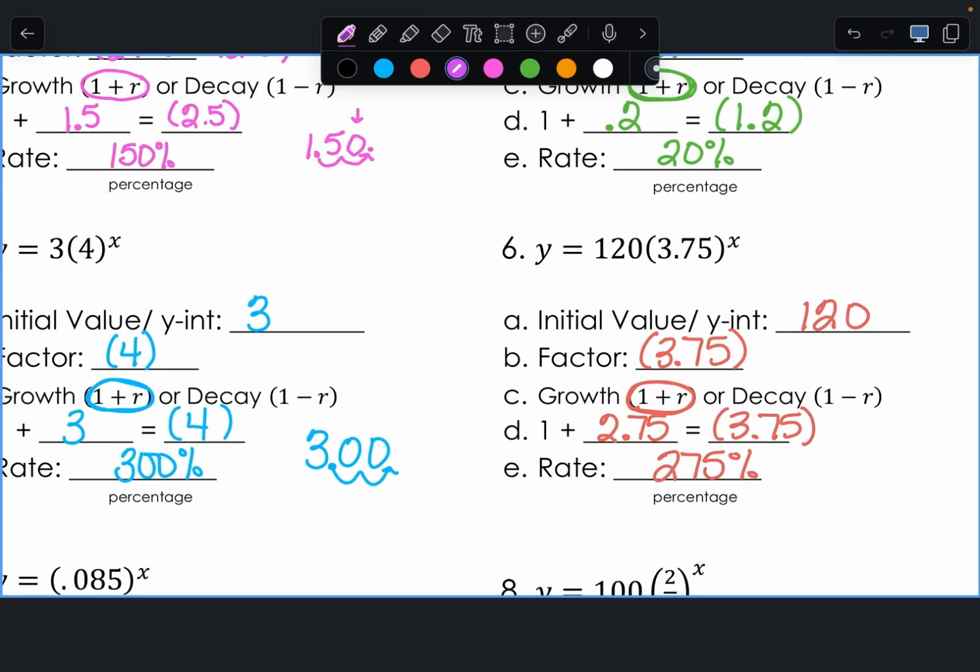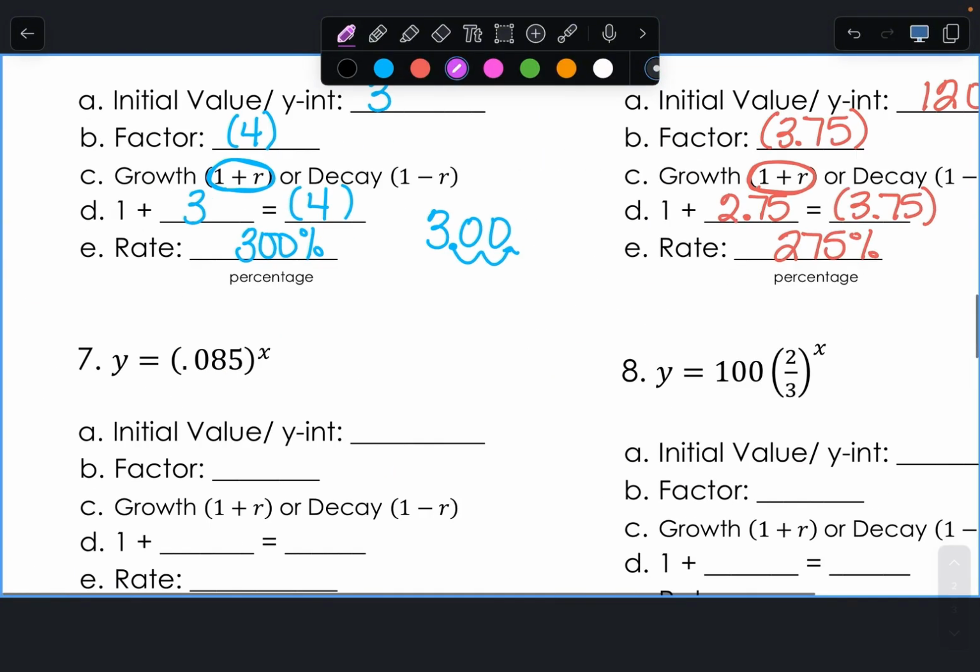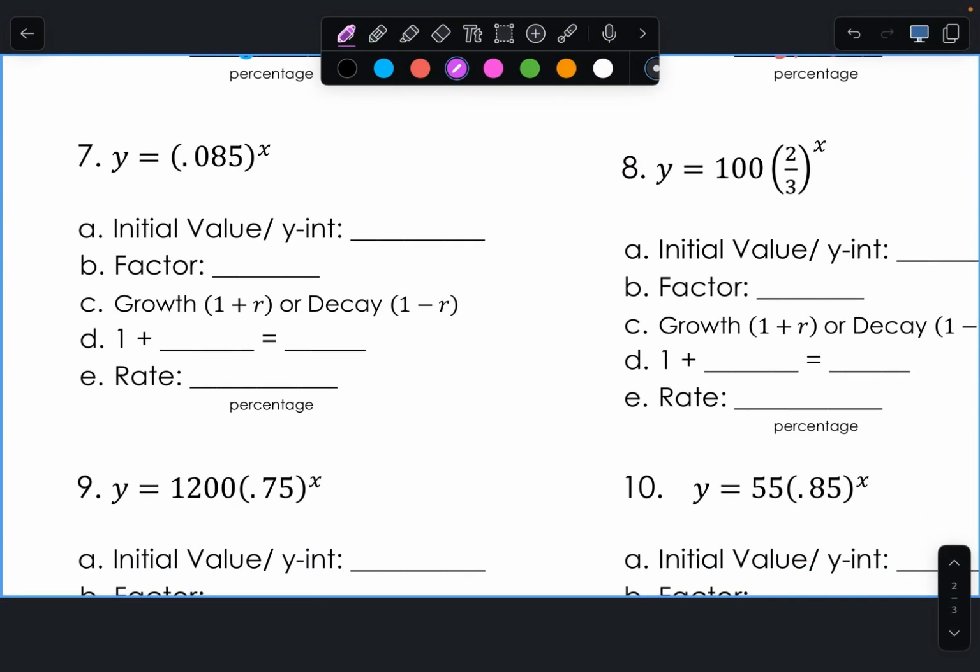Ready? All right, what's your initial value? 1. The factor is 0.085. Now that number is smaller than 1, so this represents what? Do we have lunch next period? Yes. Right after this.